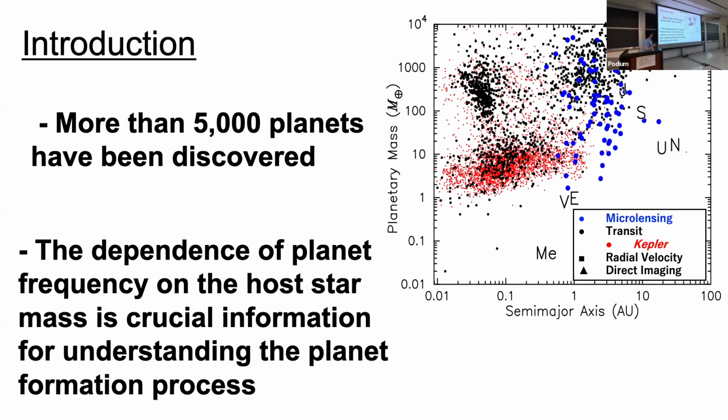Today, more than 5,000 planets have been discovered by a variety of methods, and gravitational microlensing is one of the methods to detect exoplanets. The main purpose of the exoplanet survey is to perform statistical analysis, and measuring the dependence of planet frequency on the host star mass is one of the main objectives of such statistical analysis. It is crucial information for understanding the planet formation process.